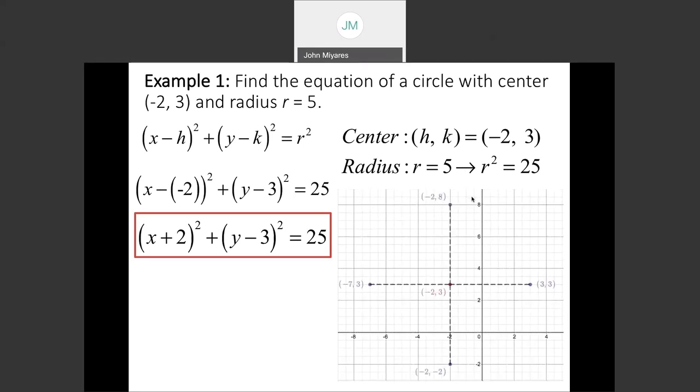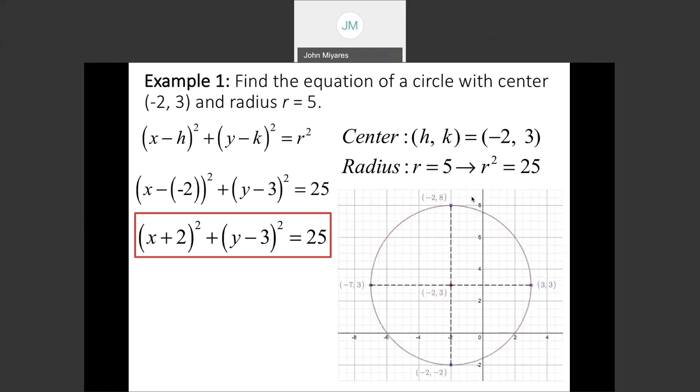I have those labeled here as the points (3, 3), (-7, 3), (-2, 8), and (-2, -2). Once we have those 4 points in place, we can either do our best to draw the circle freehand through those 4 points, or we can use a compass. Here, I'm using the program Desmos to generate this graph. And what I notice in Desmos is that there are other points that have been identified as also being on the circle, including (2, 0), (2, 6), (-6, 6), and (-6, 0).